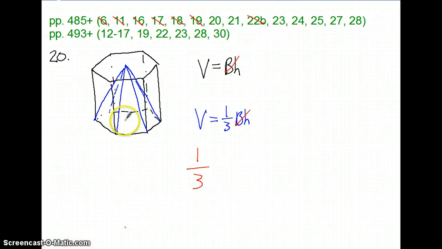And yeah, you don't have to worry about calculating anything. Don't waste any time on this kind of thing on the test.